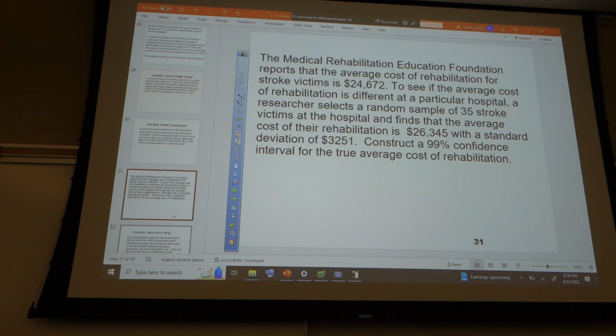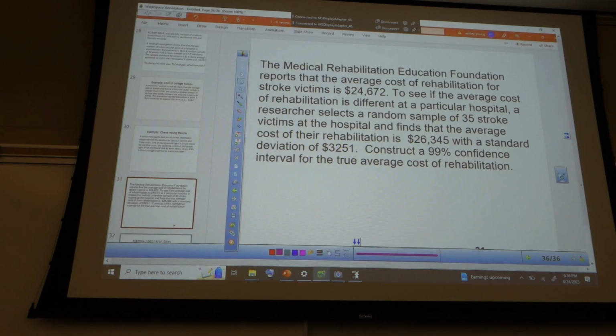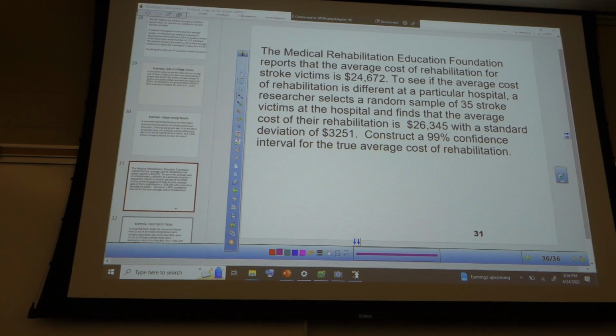The Medical Rehabilitation Education Foundation reports that the average cost of rehabilitation for stroke victims is $24,672. To see if the average cost of rehabilitation is different at a particular hospital, a researcher selects a random sample of 35 stroke victims at the hospital and finds that the average cost of their rehabilitation is $26,345, with a standard deviation of $3,251. Construct a 99% confidence interval for the true average cost of rehabilitation. Great. 15 seconds. What kind of problem is this?